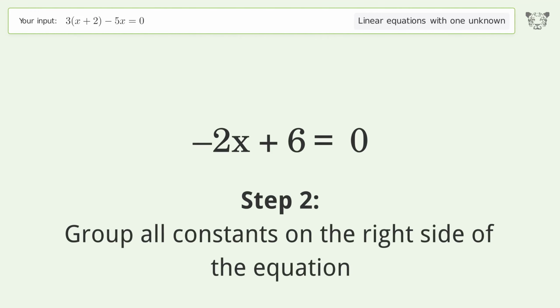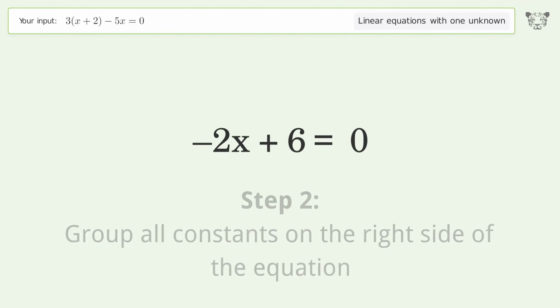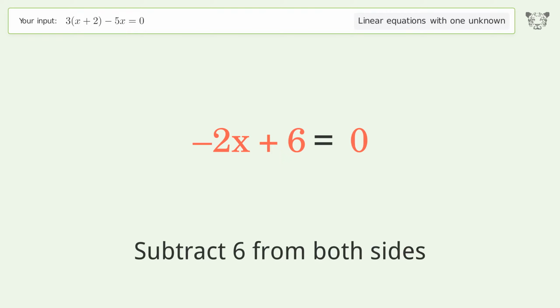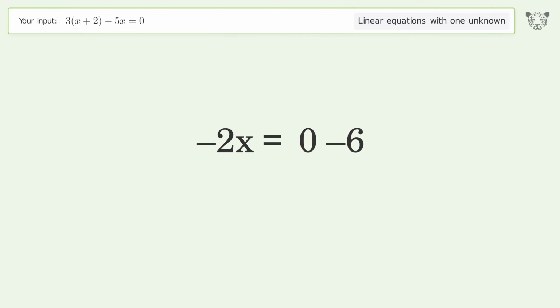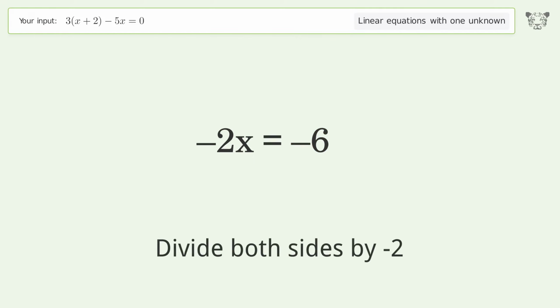Group all constants on the right side of the equation. Subtract 6 from both sides. Simplify the arithmetic. Isolate the x. Divide both sides by -2.